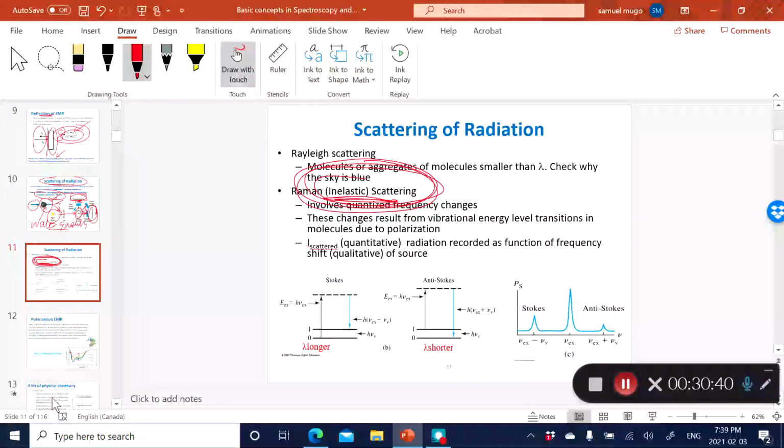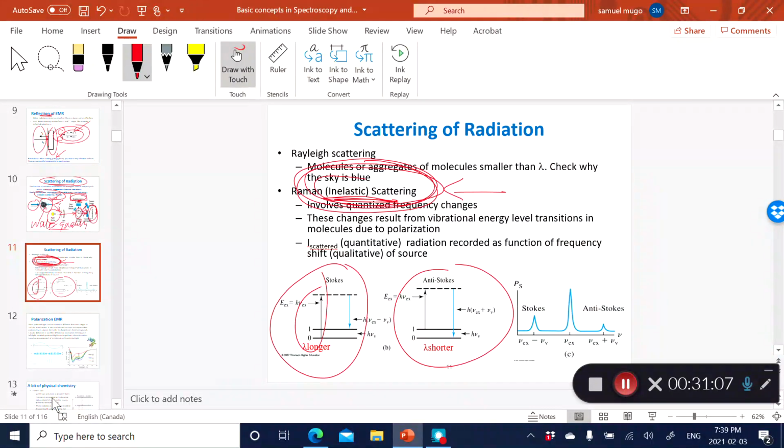Now, there are two types of inelastic transitions that could be happening with the Raman. So there's what you refer to as a Stokes shift. And the Stokes shift is where the energy that is determined is actually lower than the incident. Okay. On the other hand, you can have the anti-Stokes. And the anti-Stokes is where the energy that is determined in the end is higher than the incident beam that you shone onto the chemical specimen.